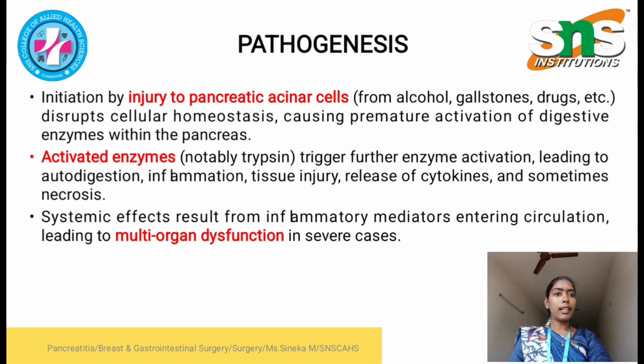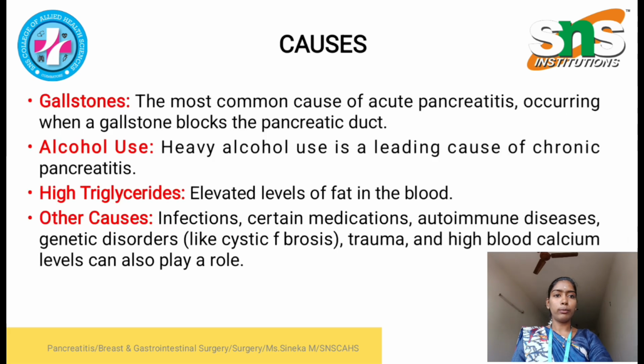In the pancreatitis condition, injury to the pancreatic acinar cells leads to premature activation of digestive enzymes in the pancreas itself. Then it will damage the pancreatic tissue. Tissue damage will lead to tissue injury, sometimes necrosis, death of tissue. In pancreatitis, it will lead to pancreatic tissue death. Activated enzymes lead to further enzyme activation. It will lead to autodigestion, inflammation, tissue injury, necrosis, and release of cytokines, which are proteins secreted by our immune system. It will lead to multiple organ dysfunction also.